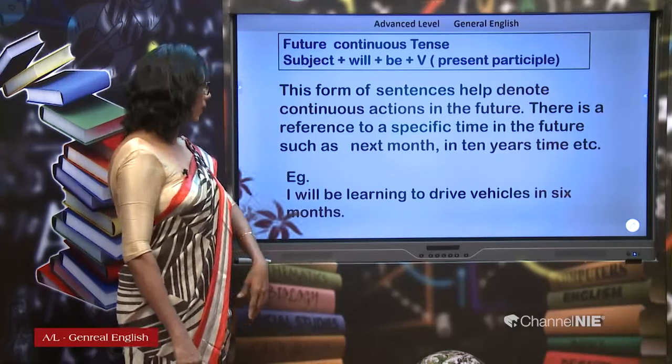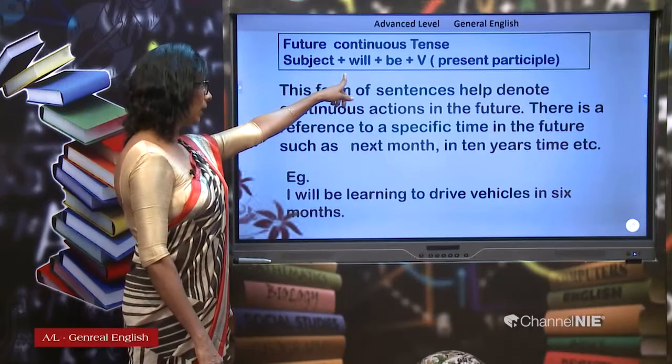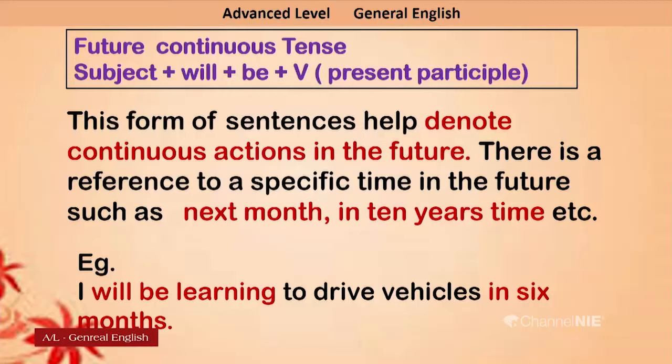Future continuous tense, subject, will plus be plus verb, present participle. What do you mean by the verb present participle? You will be able to understand that when you are going through the examples, right? This form of sentences help denote continuous action in the future. There is a reference to a specific time. This is the most important part of this.